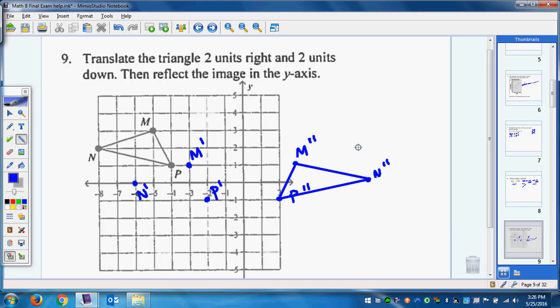So again, those were the 2 easier transformations. Remember, the rotations were a little bit more challenging for you guys. All right.